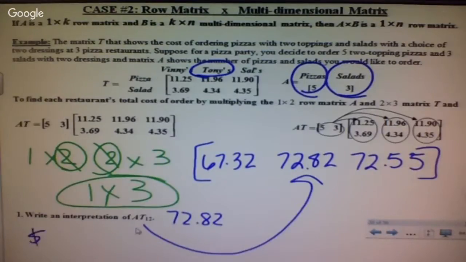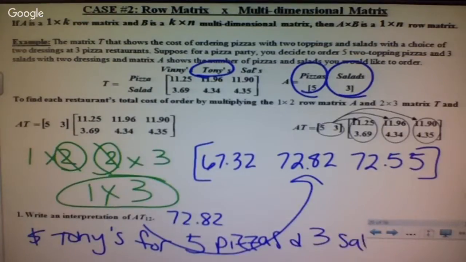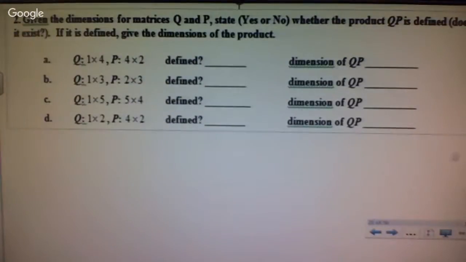So this is the money for Tony's for 5 pizzas and 3 salads. Questions? Okay, let's look at these.